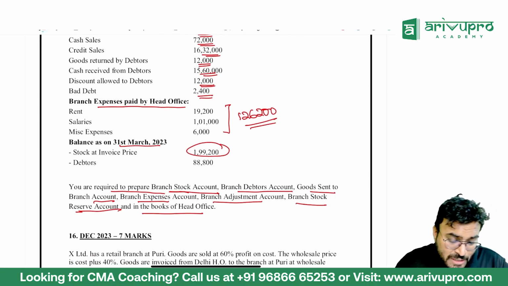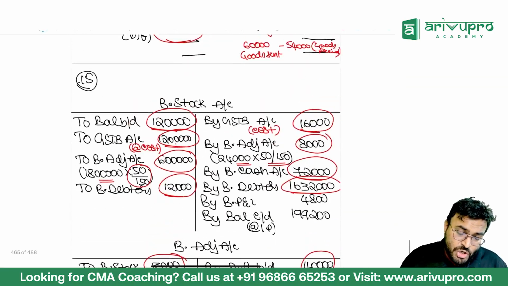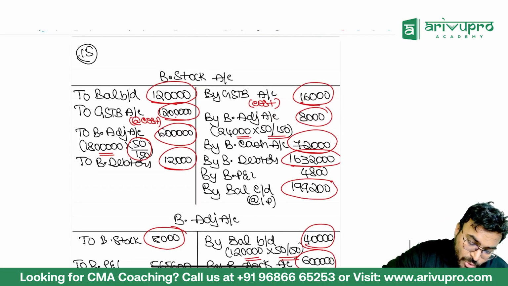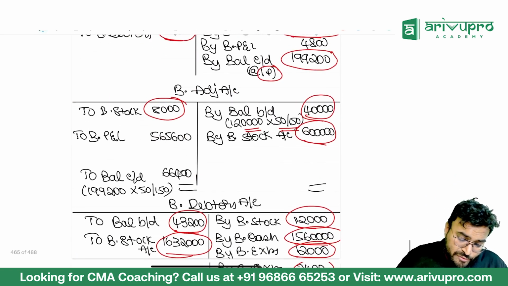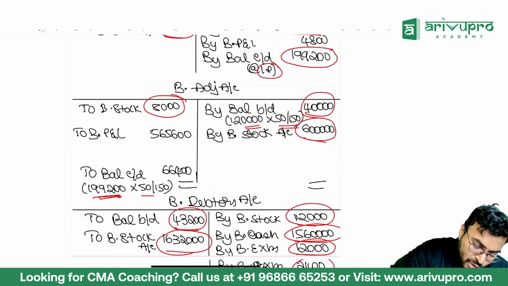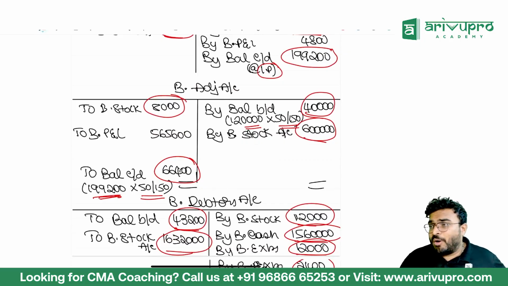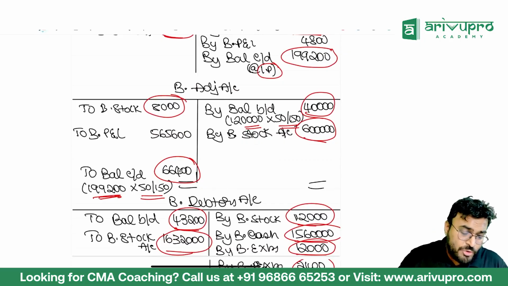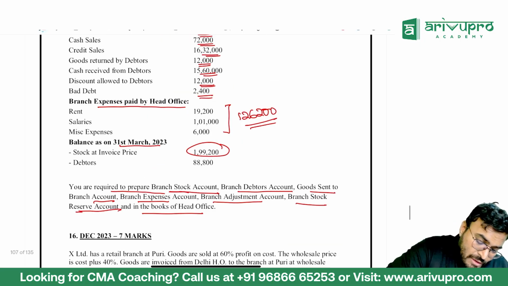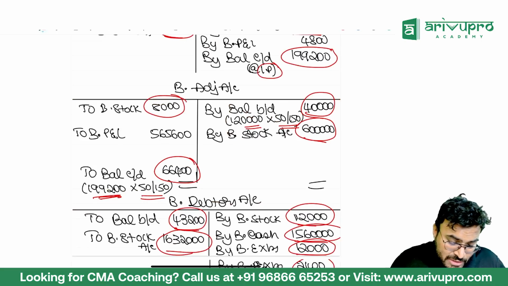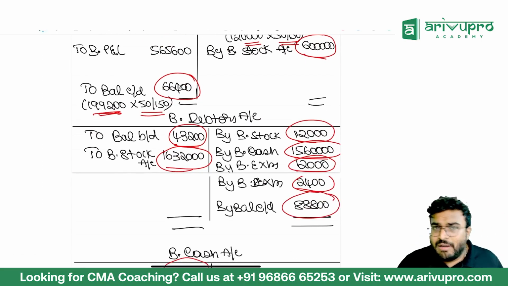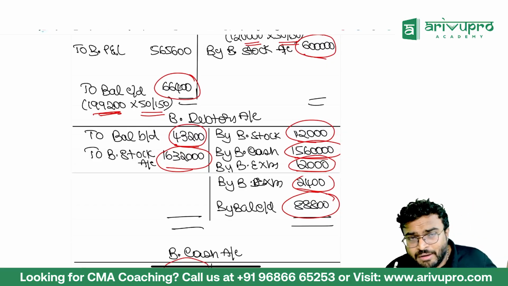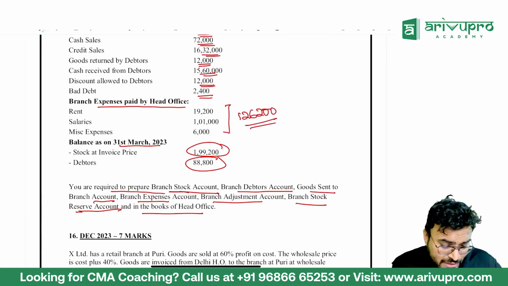Next, balances at the end of the year. Stock is at invoice price 199,200. Go to branch stock account. You will find 199,200, but this is at invoice price. So you have to find the opposite effect of that. 199,200 into 50 divided by 150, you will get the profit portion. Next, what we are going to do? Debtors closing balance 88,800. Branch debtors 88,800 should be the balance carried down. Okay, next, apart from that, we are done with the question.